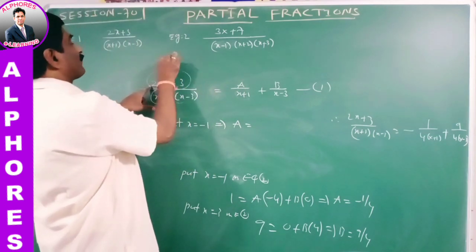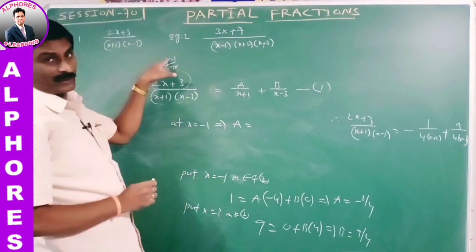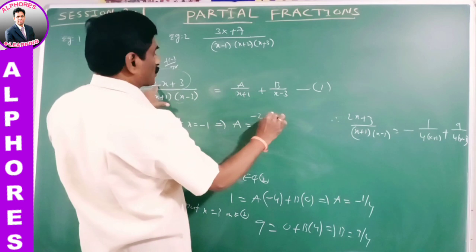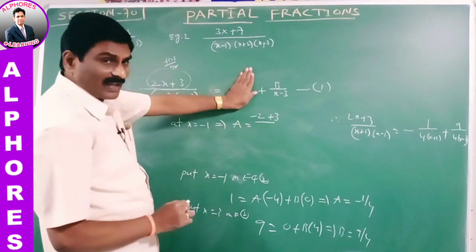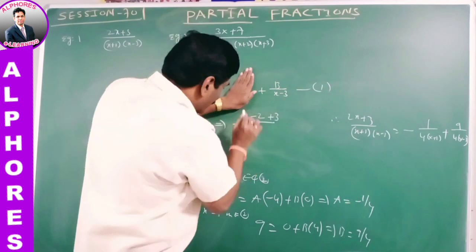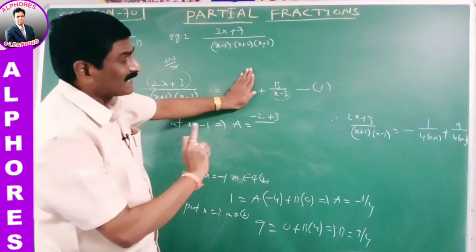That means f of x by g of x is the given rational function. So substitute this value in f of x numerator, that means 2 of minus 1, that means minus 2 plus 3, by, leave this value. Remaining terms, remaining partial fractions: substitute the values in the denominators.